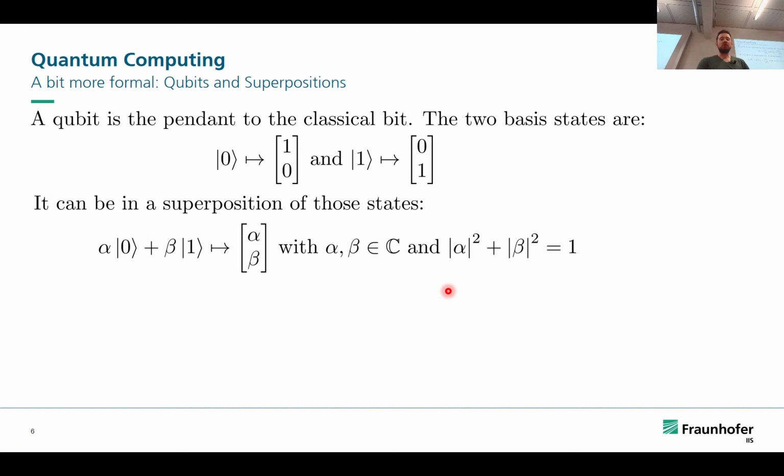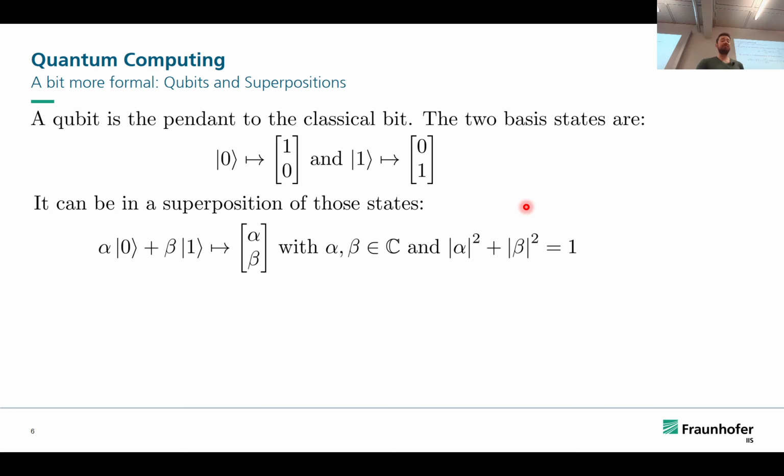And so the important part here is that the absolute value squared of those amplitudes always has to add up to 1. And that's down to the measurement, because if we measure our quantum state, the underlying wave function collapses and we will only measure one of the basis states. And so the probability of measuring either of those basis states always has to be 1. So you always have this normalization condition here.